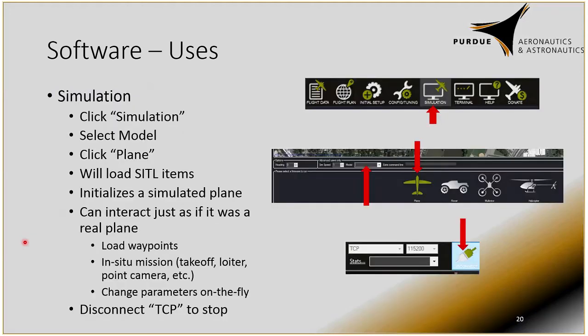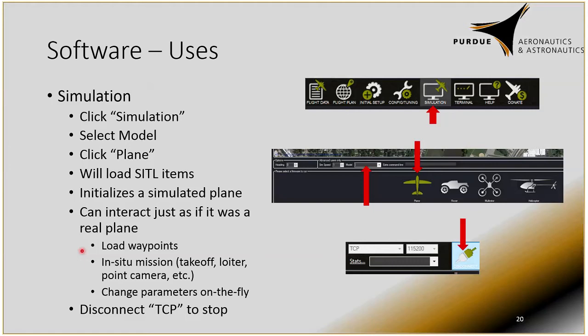So in the simulation, to set it up, you click on simulation, select model here on the bottom, and then click plane. It'll download the software and the loop items. That's what SITL here is. It initializes a simulated plane. It'll say it connects via TCP if you're up in the right-hand corner of Mission Planner. And you can interact with it just as if it was a real plane. Load waypoints, you arm it. You can say fly a mission, and it'll go fly how it thinks that it would fly.